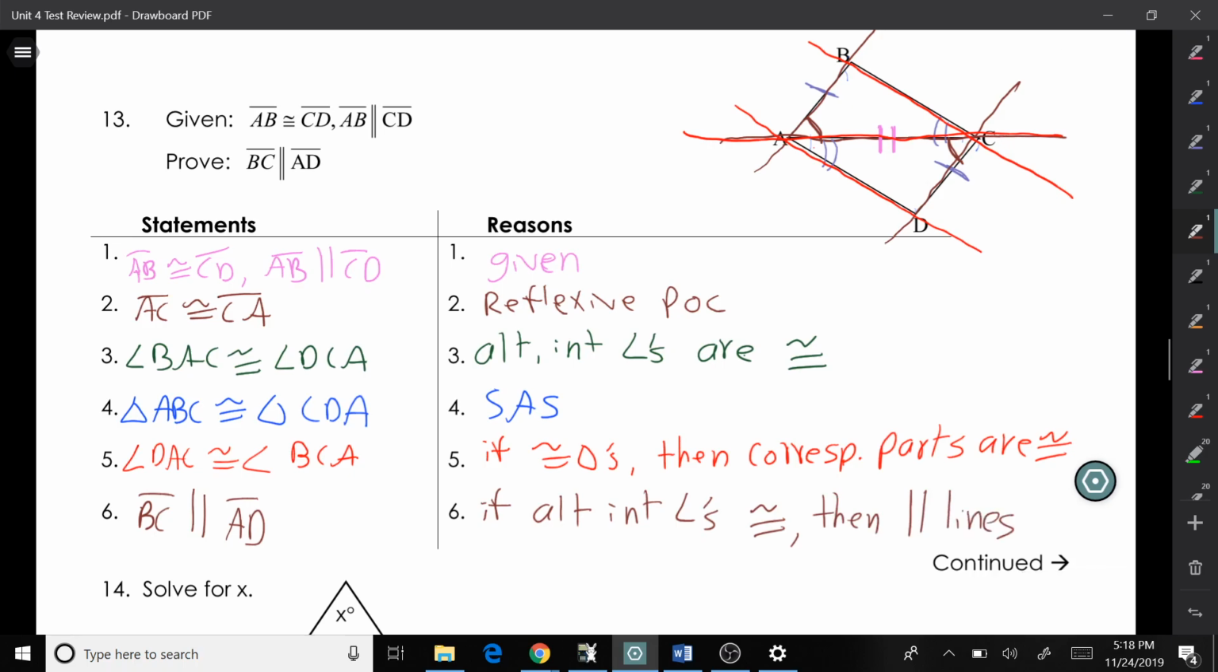So remember, the reason why these two angles are congruent is not because the lines are parallel, it's because the corresponding parts of congruent triangles are congruent. That then allows us to say that these two lines are parallel because those two angles are congruent, not the other way around.